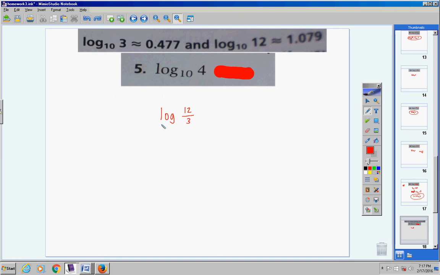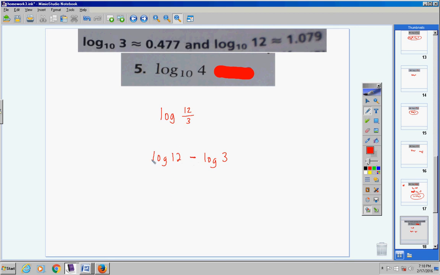Watch what happens now. I have the logarithm of this fraction. So I have two things being divided. Two things. So write two logarithms. Put the 12 here. Put the 3 here. They're dividing, so put a subtraction sign.